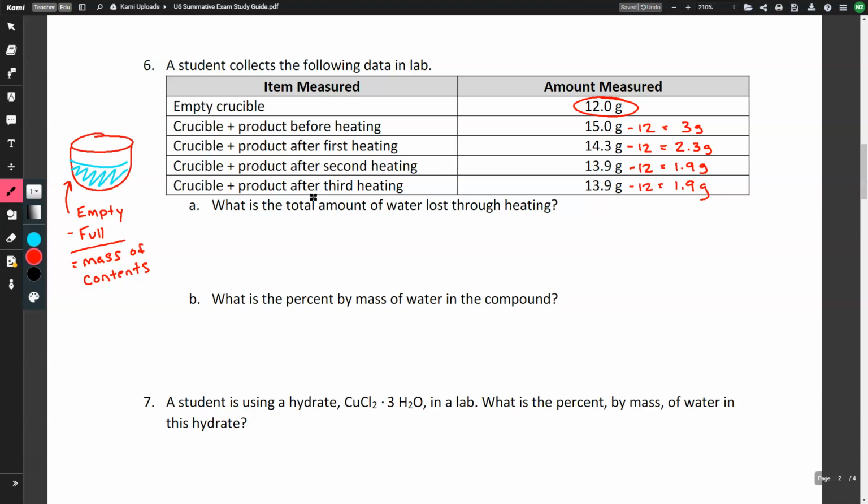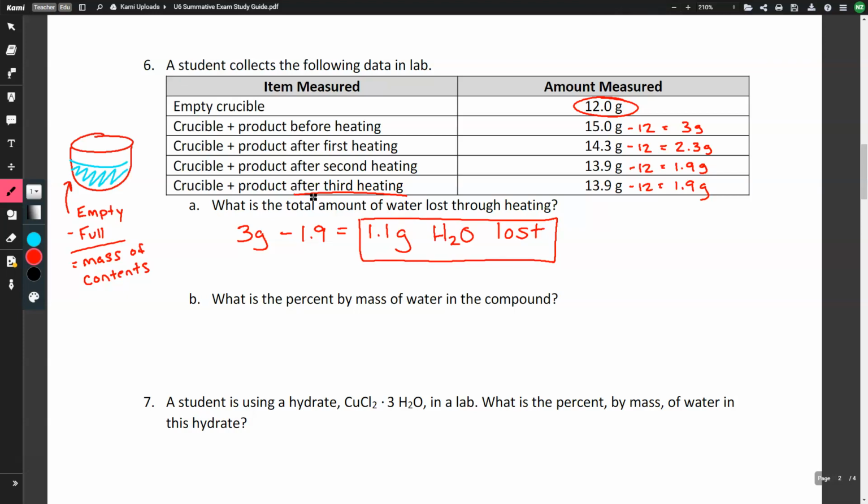So what's the total amount of water lost through heating? After heating, it starts with 3 grams when it's full, minus 1.9 when it's done heating. That gives us a difference of 1.1 grams of H2O that we lost. So we heated it and the water evaporated off, and 1.9 is everything that was left over after we heated it.